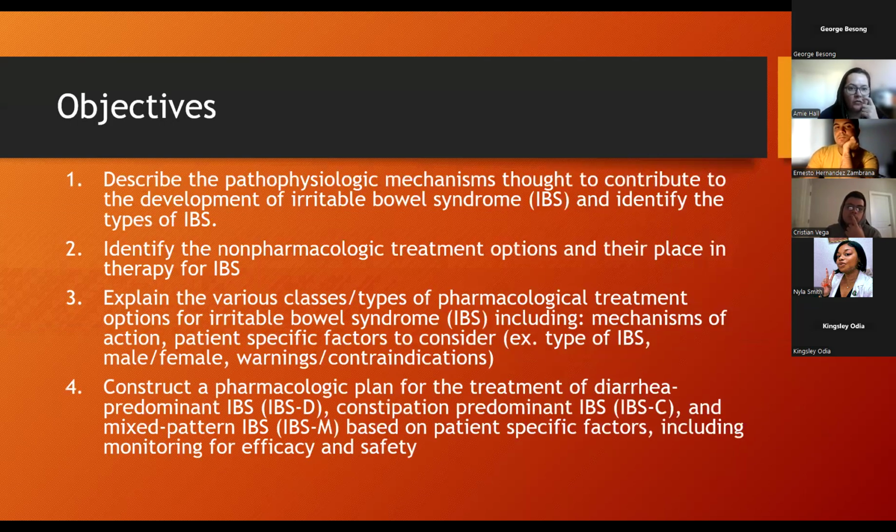Right. So objectives, again: describe what's happening that contributes to IBS and identify the types of IBS, identify non-pharmacological treatments and their place. And then when you're given a patient with IBS, figure out which drug we should use based on the mechanism, patient-specific factors, and the type of IBS. All right.